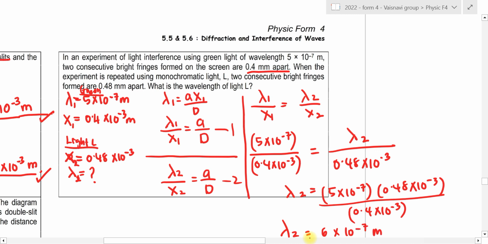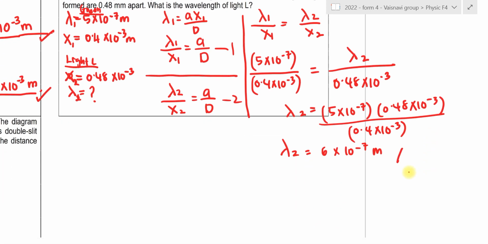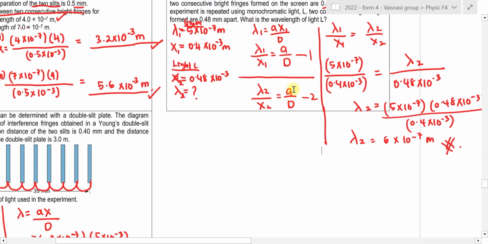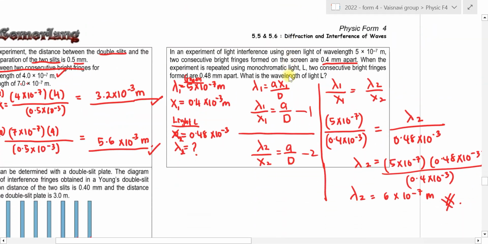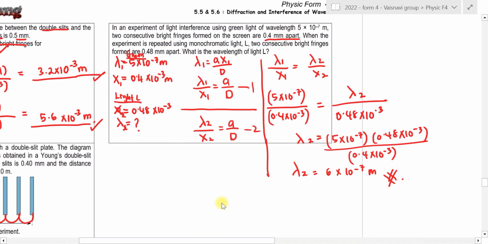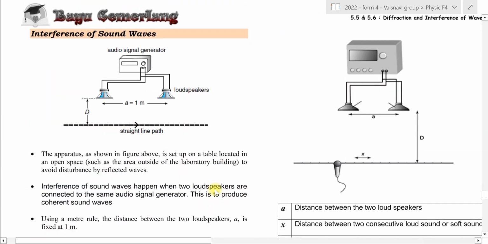Okay, kejap. Let me check. Yes, 6 times 10 to the power of negative 7 meter. So, setiap soalan tu ada dia berbeza-beza sikit lah. Jadi, ni contoh-contoh soalan yang dia boleh tanya. Can understand interference of light? Can, sir. Okay, come. We go to interference of sound wave pula.